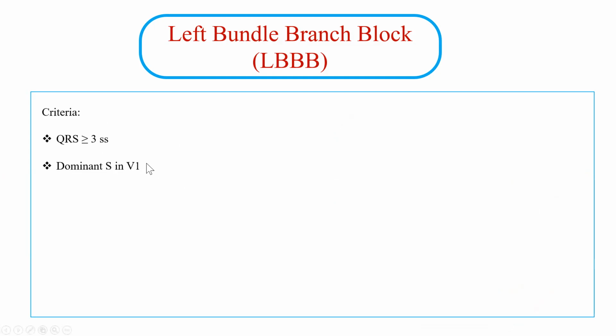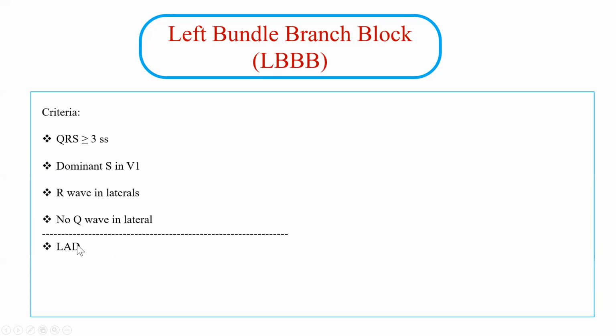So you will find an S wave in V1, and you will find R waves in the lateral leads, V5, V6, lead 1, and AVL. And moreover, you will find no Q wave in the lateral leads. These are the 4 criteria. To have a left bundle branch block, you have to have all these 4 criteria. Sometimes you will have associated features like left axis deviation, because the axis is going to the left. Number 2 is poor R wave progression because of the block, and appropriate discordance is also seen.